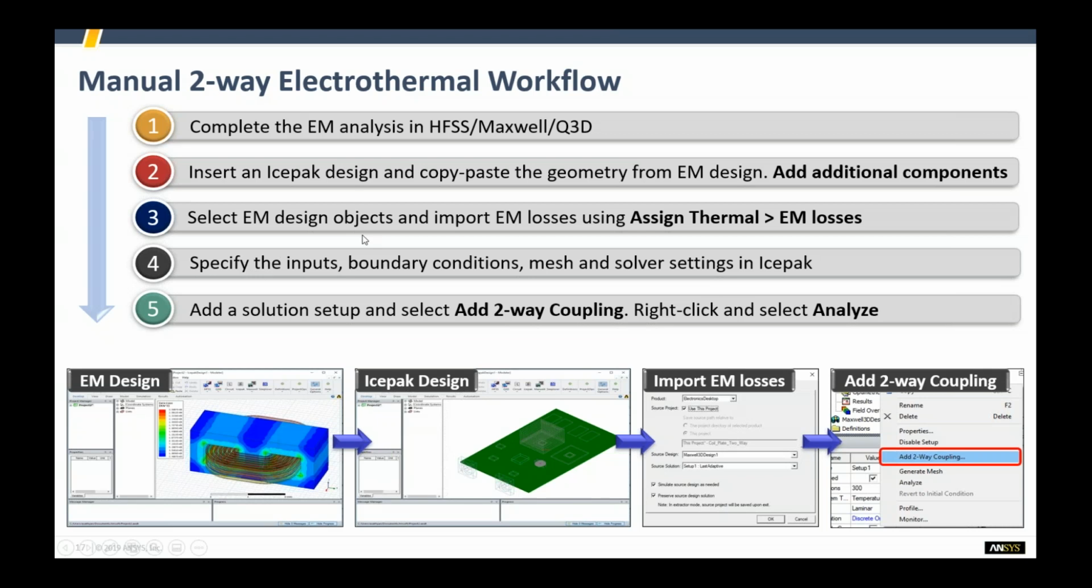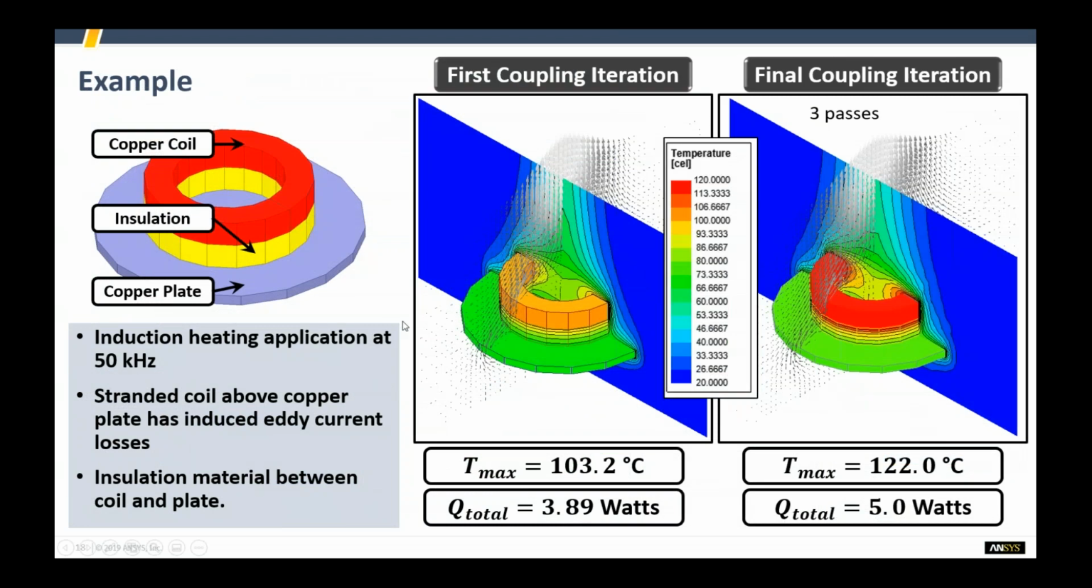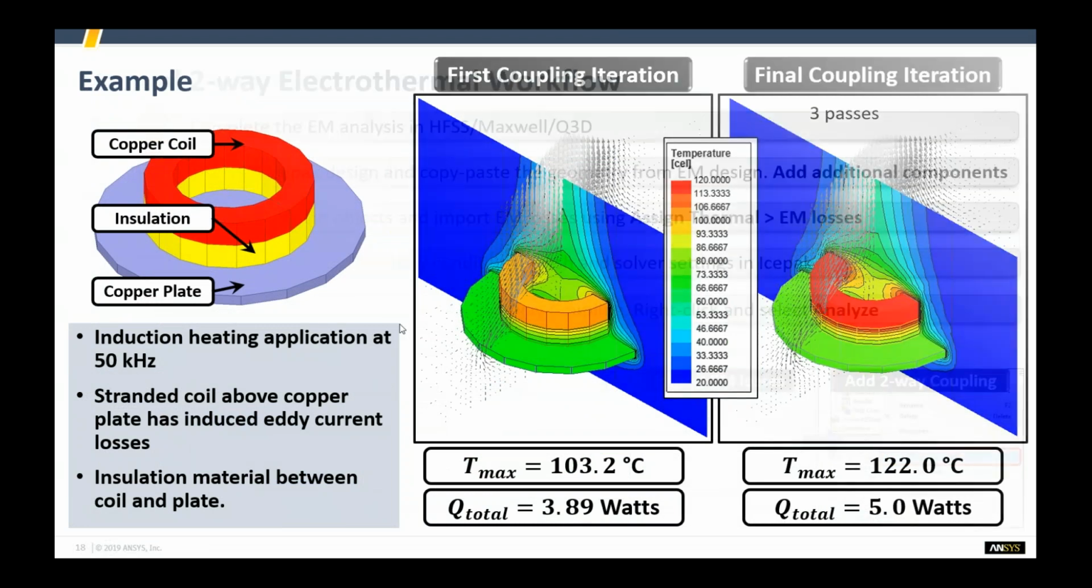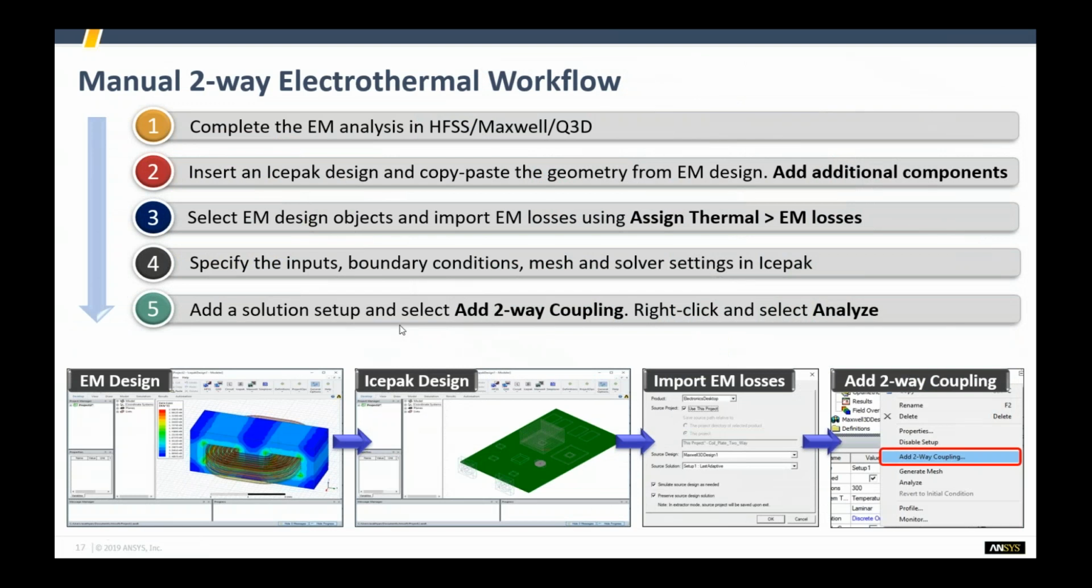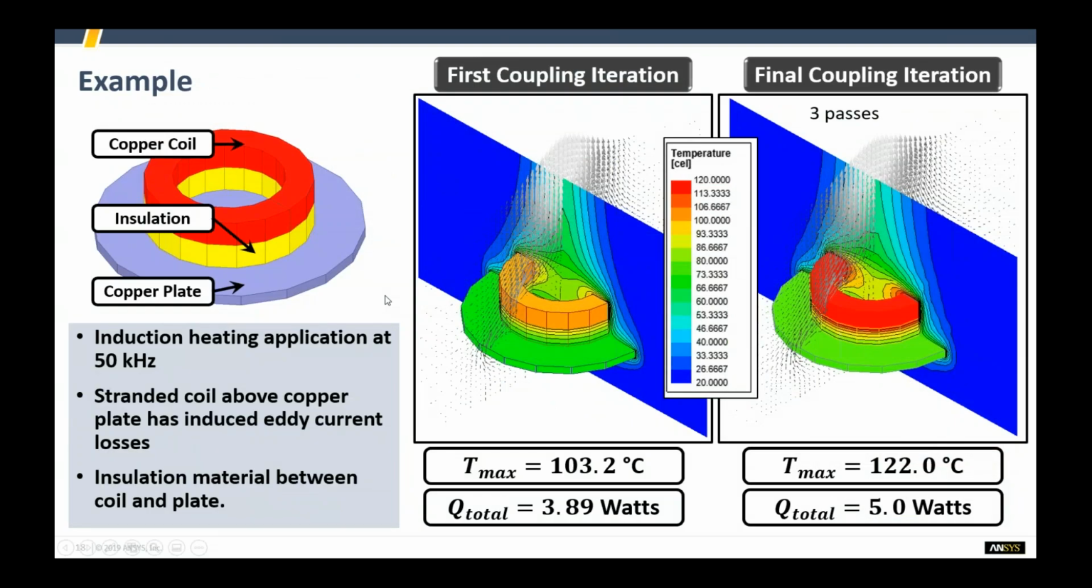Then we select the EM design objects and import EM losses using assign thermal EM loss. Then we specify the inputs, boundary conditions, and all those conditions in iSpec. Lastly, we add a solution setup in iSpec and select add two-way coupling, and then we can hit analyze afterwards. So it's not very much more complicated than the ACT workflow, but it gives you a little bit more flexibility.